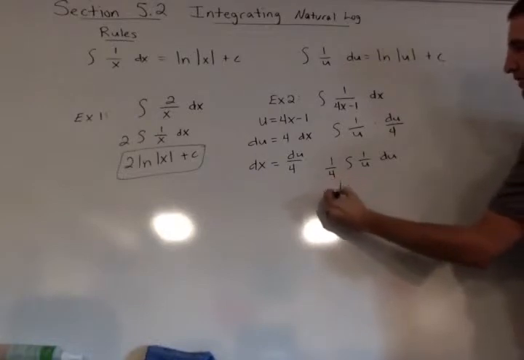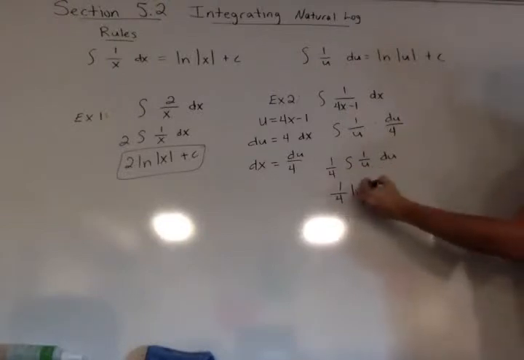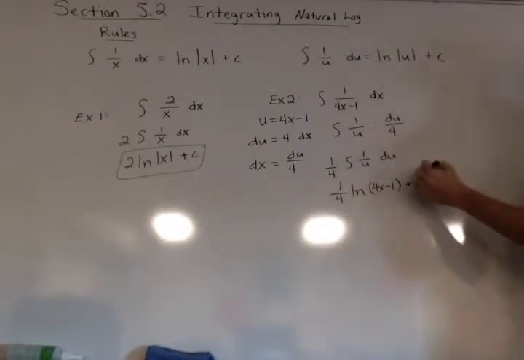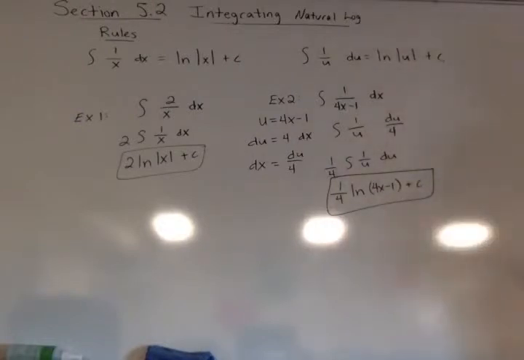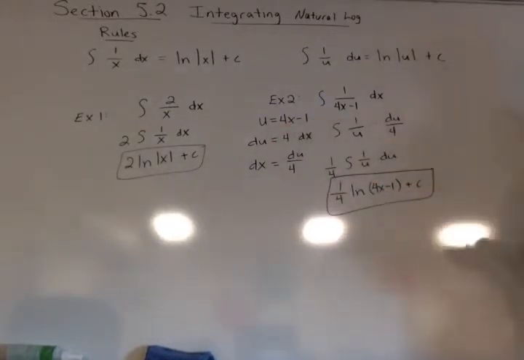So our final answer would be 1/4 natural log. I'm going to change u back into terms of x. So it would be 4x minus 1, plus c. And that would be our final answer for example 2. Again, here we integrated 1 over u. We would have natural log of u, but again, u is equal to 4x minus 1. So we want to put our answers in terms of x.